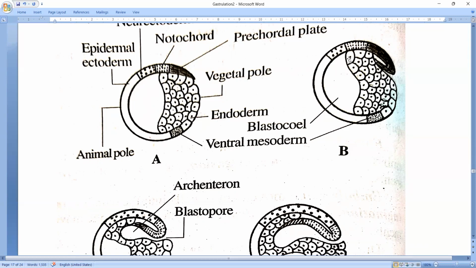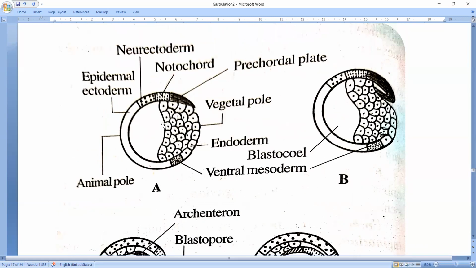Here what happens is invagination takes place. First of all, remember these areas. This dotted area is an extension of the epidermal ectoderm, that is, the neuroectoderm. After that, notochordal cells, then precaudal plate cells, and after that the endodermal cells. And here, these are part of the ventral mesoderm. There will be dorsal mesoderm, nothing but the notochord.